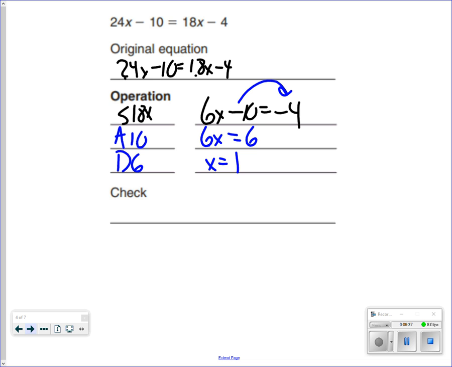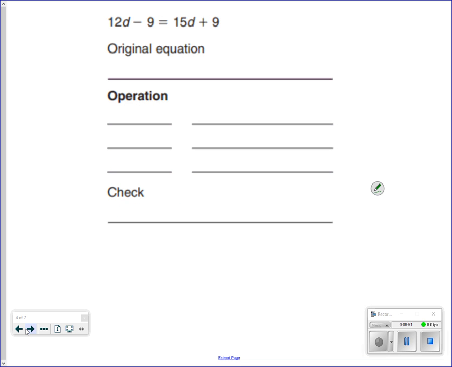If I try to solve this out, 24 times 1 is 24 minus 10 equals 18 minus 4. Let's see if I actually can subtract correctly. I got 14 equals 14. Next problem. That was a lot easier.